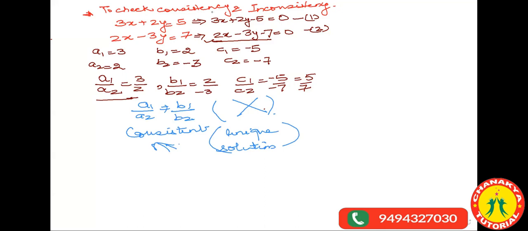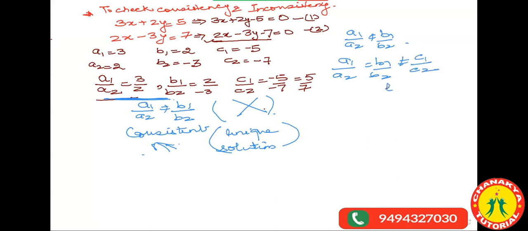Ma'am, but B1 by B2 is not equal to C1 by C2. Yes, all are not equal, but we have to check only first two, na beta, for unique solution. In first case, I have told you A1 upon A2 is not equal to B1 upon B2. If A1 upon A2 is equal to B1 upon B2, then check next one. Then C1 upon C2 is not equal, so lines are parallel. If lines are parallel, no solution is there, beta. So system will be inconsistent.